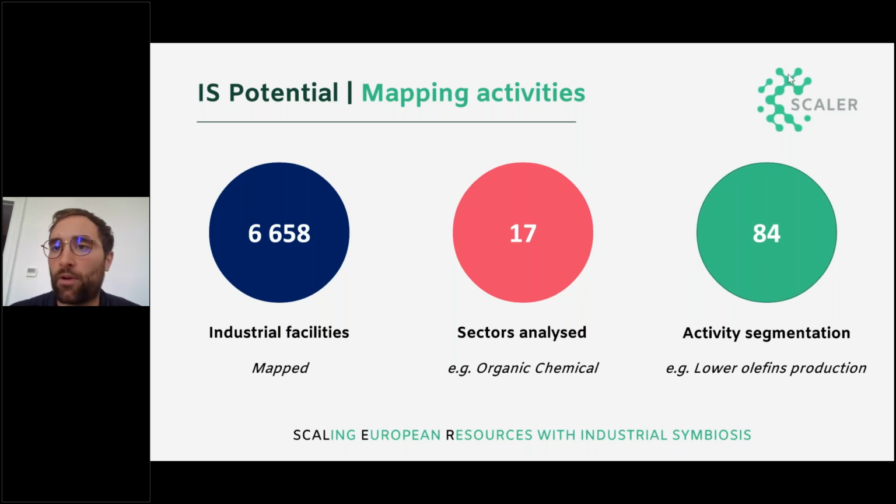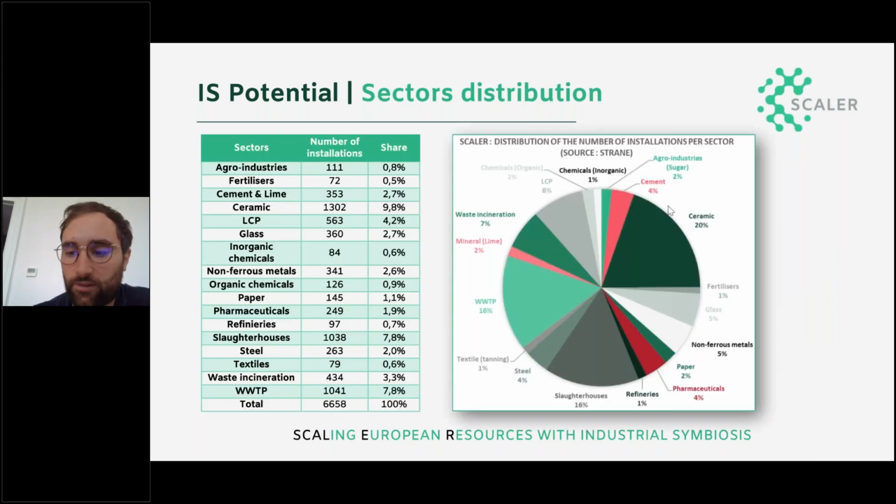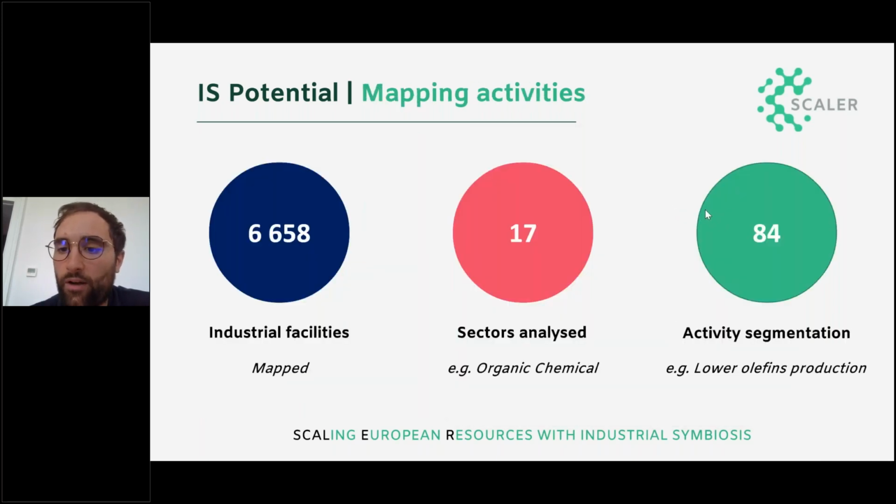So we performed some mapping activities, and we mapped around 6,600 industrial facilities in Europe on 17 sectors and 84 activity segmentation. So when we talk about the sector, it's like steel, cement, organic chemical, inorganic chemical, non-ferrous metal, and so we had agro industries. So we had 17 sectors like this. And for activity segmentation, it's like, for example, in organic chemical, you have the lower olefin production, and that's what we call the activity segmentation.